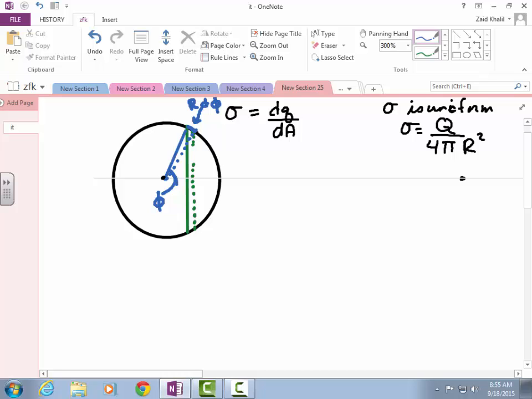Now let's take this little slice. How does that little element affect that point there? This little sliver of charge, dq, is going to have an electric field pointed at this point in this direction. So now let's actually draw that.